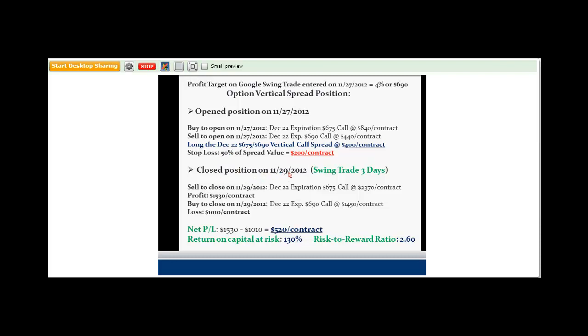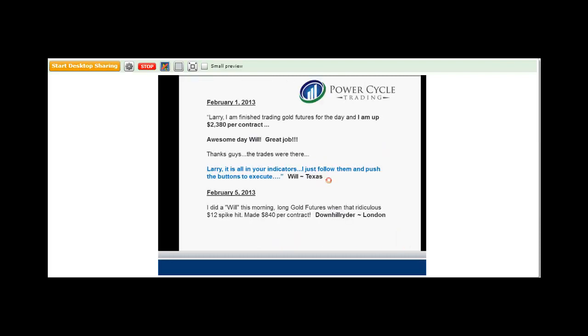The position closed out on the 29th, 3 days later. Sold to close the 675 call, $2,370 a contract. Had to buy back the short leg, 690. That cost $1,450, a loss of $1,010. So your net profit was $520 a contract. Return on your capital, 130%. Your risk to reward was almost 3 to 1.